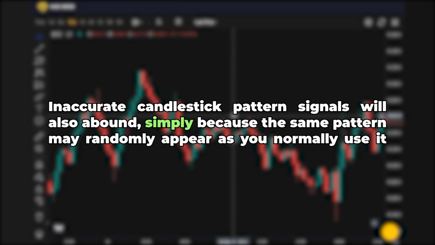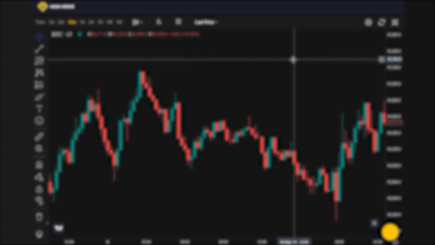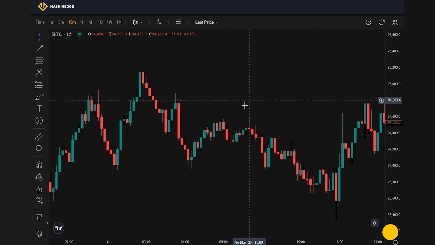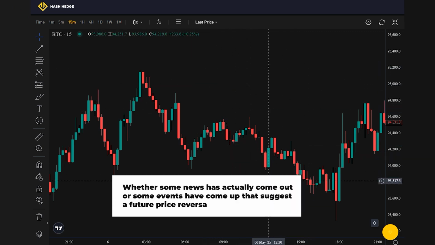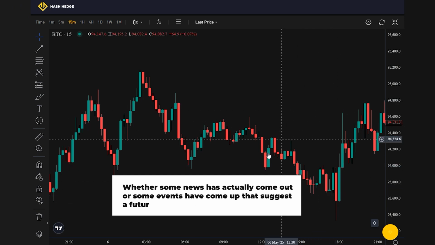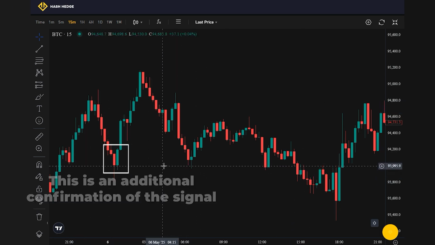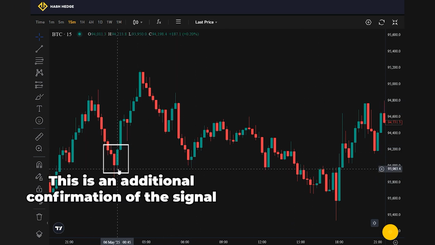Inaccurate candlestick pattern signals will also abound, simply because the same pattern may randomly appear as you normally use it. That's why I always recommend double-checking candlestick patterns with other tools. For example, you can use fundamental analysis, whether some news has actually come out or some events have come up that suggest a future price reversal. Or you can use the usual price action, for example, add resistance and support levels, if, as in this case, a reversal pattern hits a support level. This is an additional confirmation of the signal.